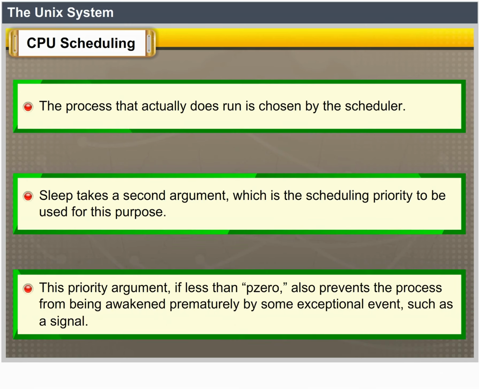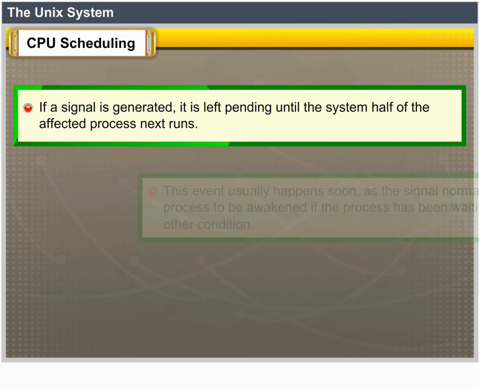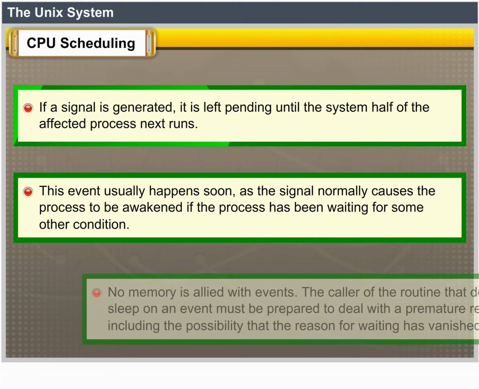This priority argument, if less than P0, also prevents the process from being awakened prematurely by some exceptional event such as a signal. When a signal is generated, it is left pending until the system half of the affected process next runs. This event is soon, since the signal normally causes the process to be awakened if the process has been waiting for some other condition.